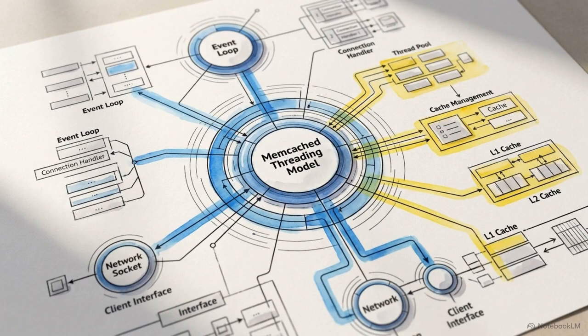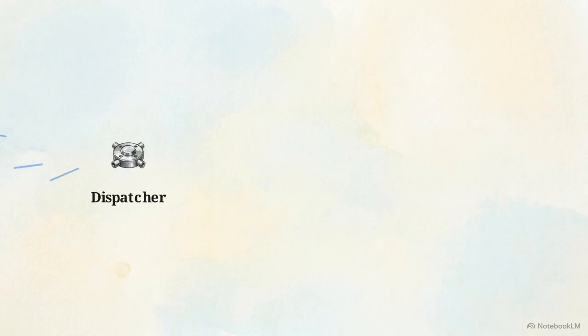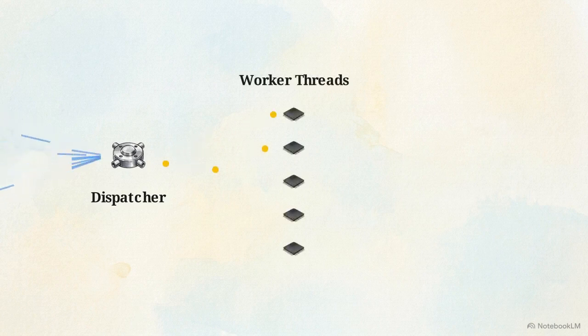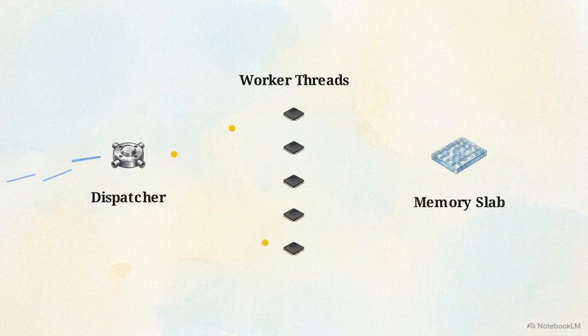The foundation of Memcached throughput is its master worker threading model, built directly on top of the asynchronous libevent library. At the entry point of the server, a single dedicated dispatcher thread listens on the main TCP socket. When a client connects, the dispatcher accepts the socket and hands it off to one of several active worker threads using a round-robin distribution. To process data across all these threads simultaneously, Memcached utilizes multi-granular item locking.